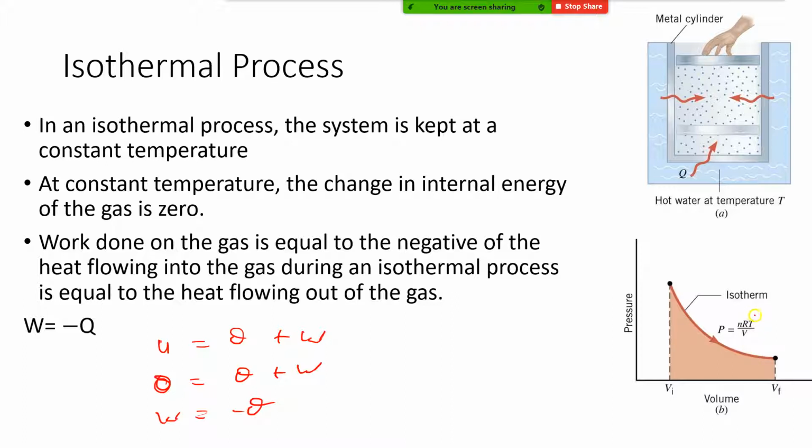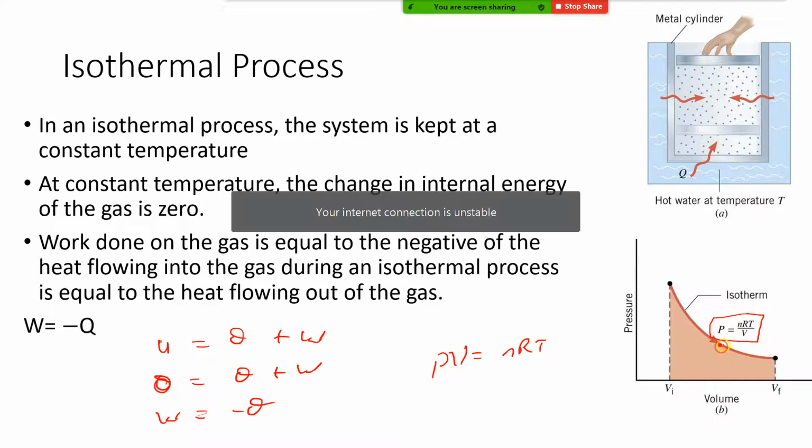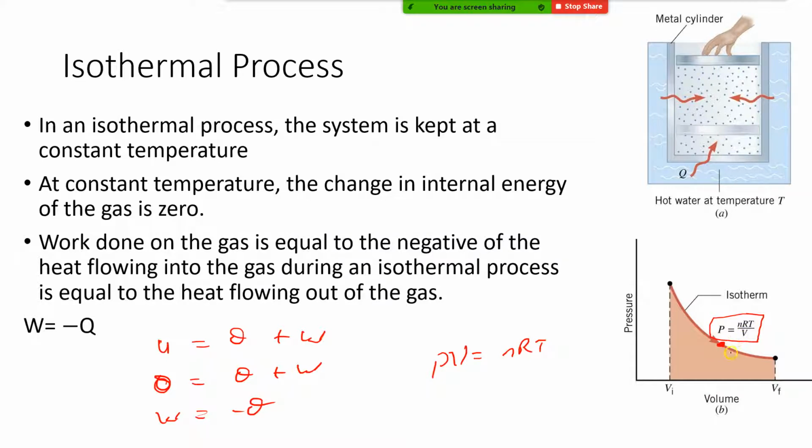If we wanted to find our pressure at certain points, then we could use our ideal gas equation that says PV is equal to nRT. So what if I know the volume and I know the moles, and I want to find the pressure at a specific location? Then I could use that equation to help me find out certain things right there and then.